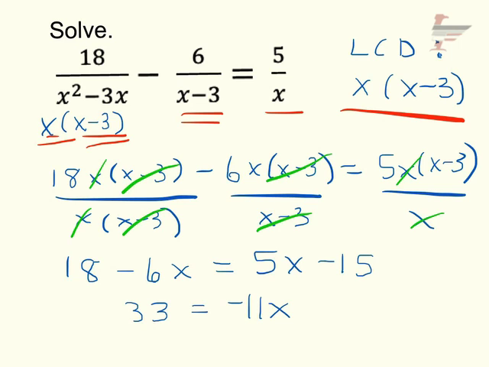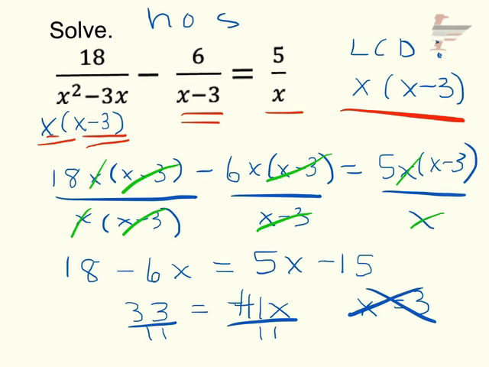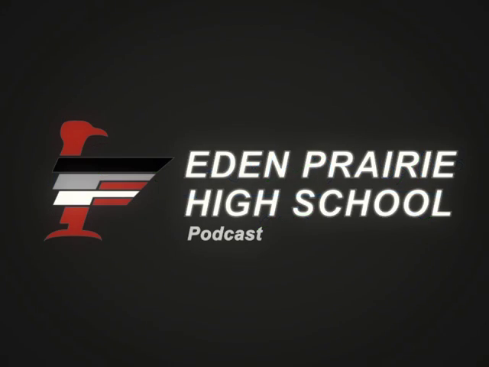Alright, so 18 was left here, minus 6x was left there, and 5 times x minus 3, so 5x minus 15. I added 6x to get positive 11x. I should fix that, sorry. And then I added 15 to get 33, and when you divide by 11, you get x equals 3. However, when I put 3 in for this denominator, it makes that 0, so that doesn't work out. So what does that tell you is this problem actually has no solution because the one solution we found was extraneous.